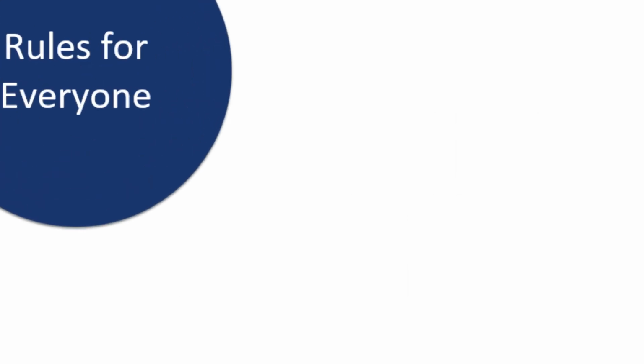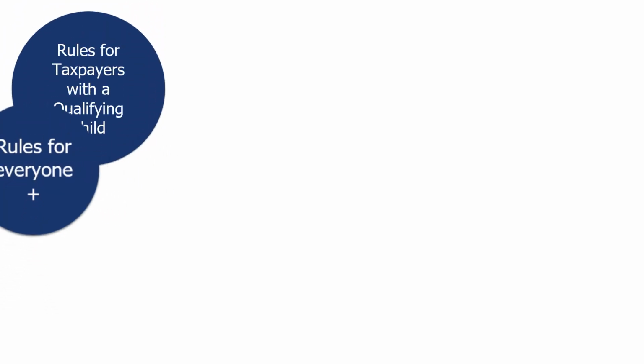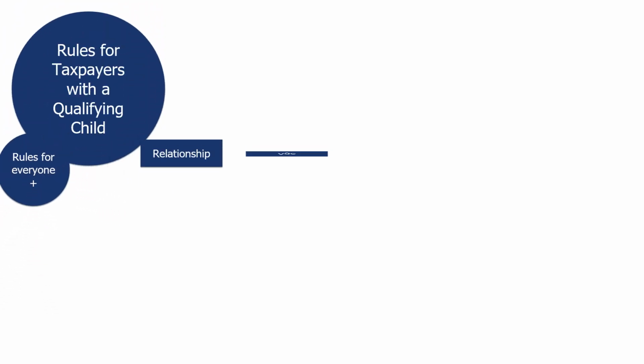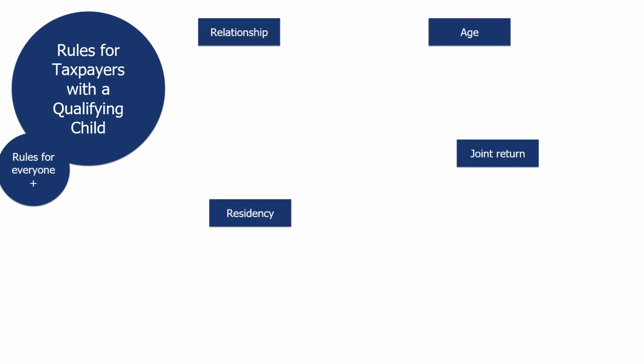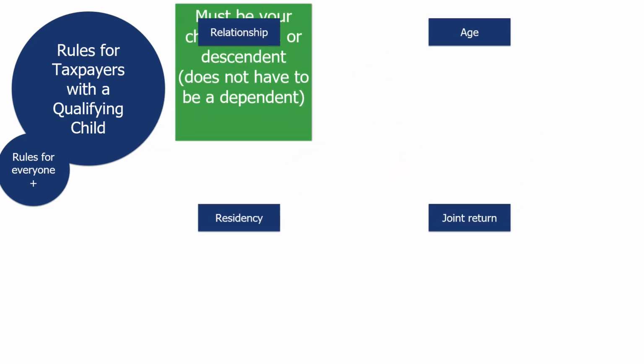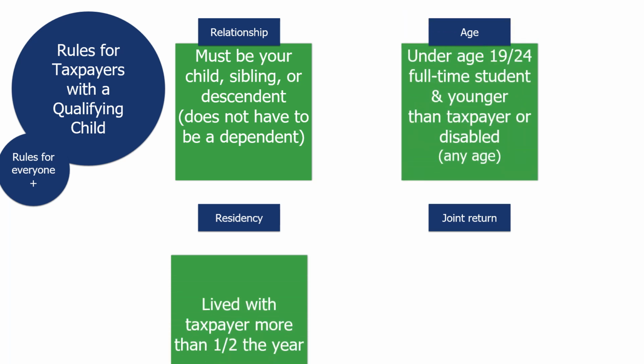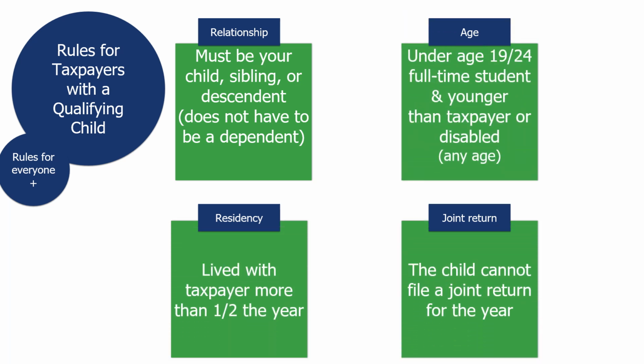The rules for taxpayers with one or more qualifying children must meet the test for relationship, age, residency, and joint return. The qualifying child for the Earned Income Tax Credit must be under age 19, or under 24 if they're a student, or any age if they are totally and permanently disabled. The qualifying child must be a U.S. citizen and have a Social Security number.